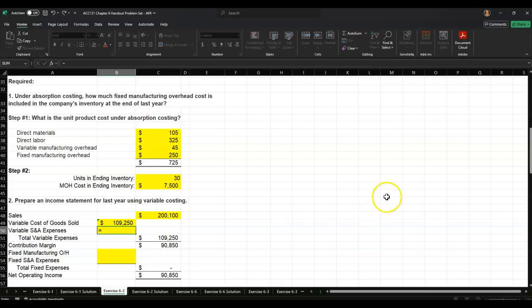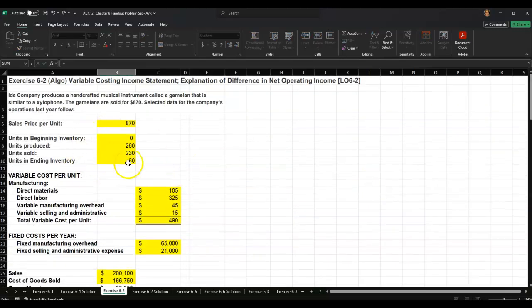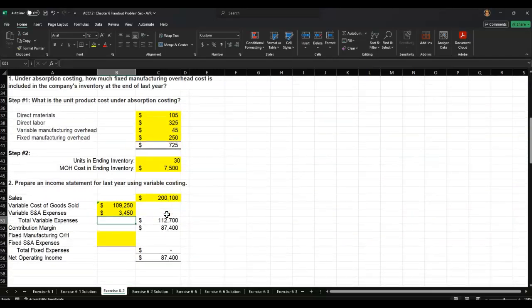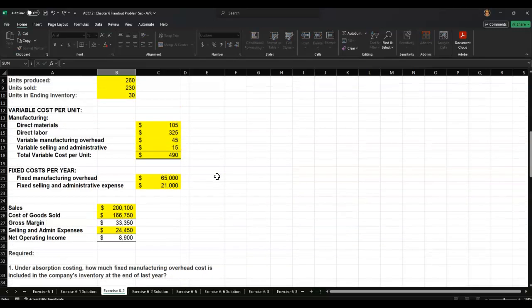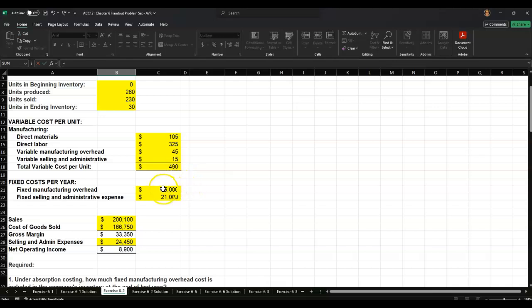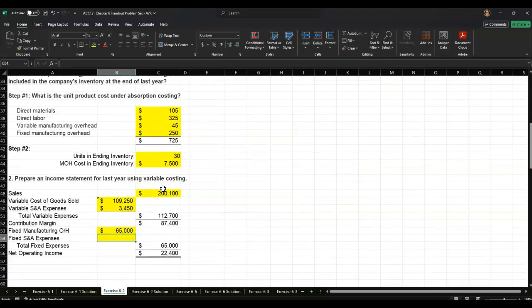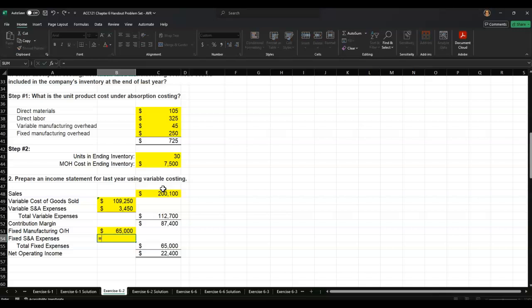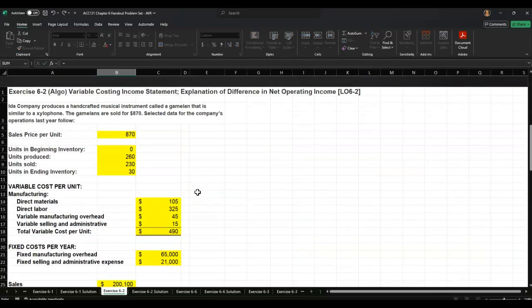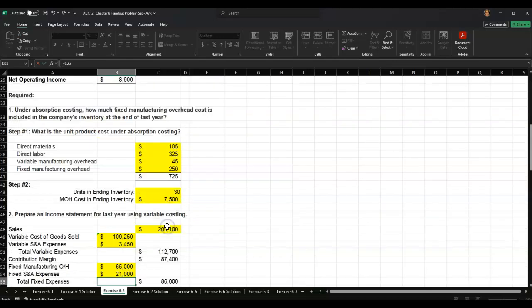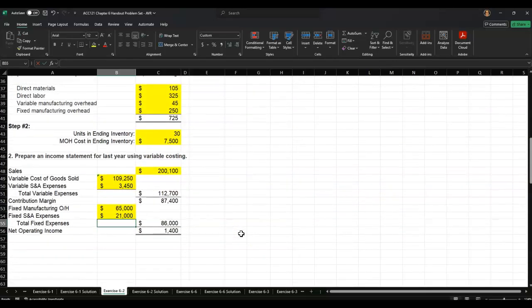Then our variable selling and administrative, we've got our units sold times our variable selling and administrative. Then we've got our fixed manufacturing overhead. We come up here and our fixed manufacturing overhead gets dropped in. And then our fixed selling and administrative, that's this one. So in this one, we got net operating income of $1,400.